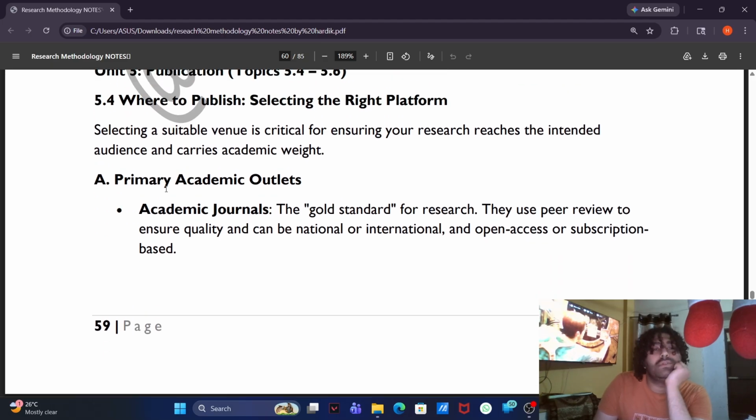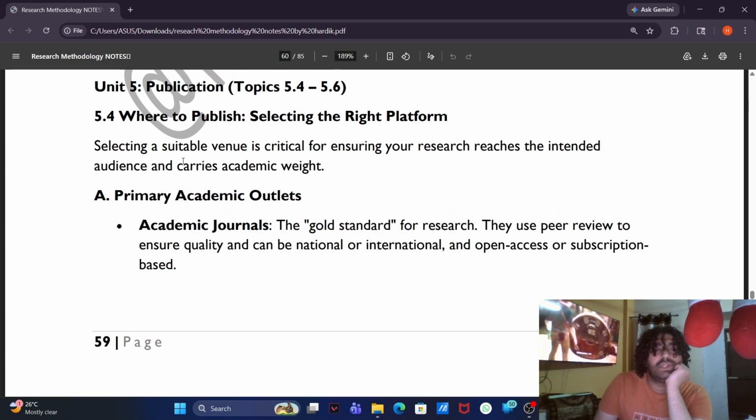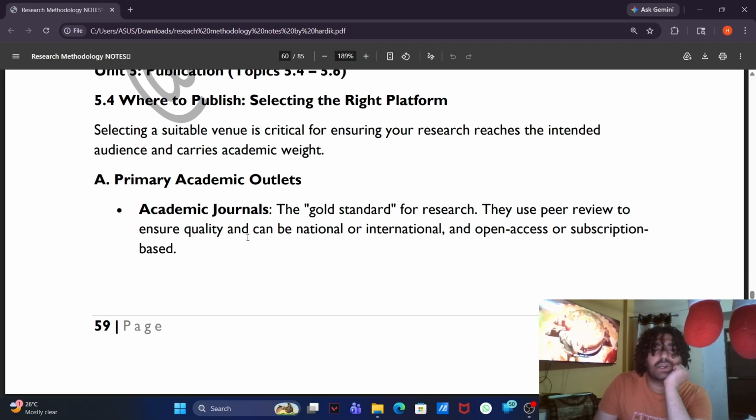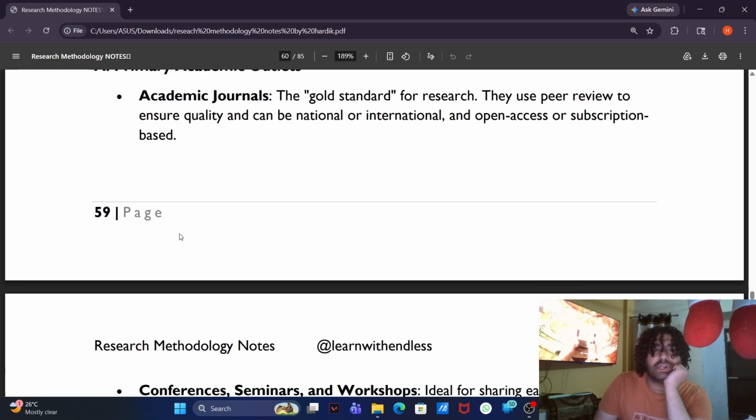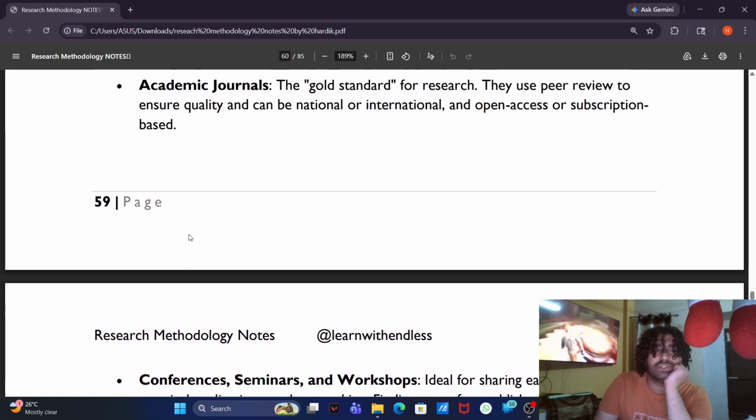Next subtopic, where to publish, selecting the right platform. Selecting a suitable venue is critical for ensuring your research reaches the intended audience and carries academic credibility. Primary academic outlets are academic journals, conferences, seminars, and workshops.